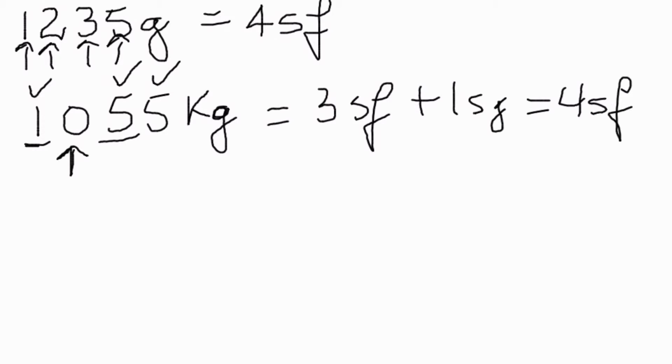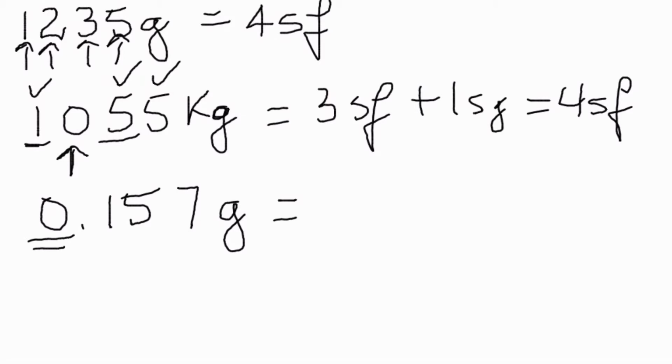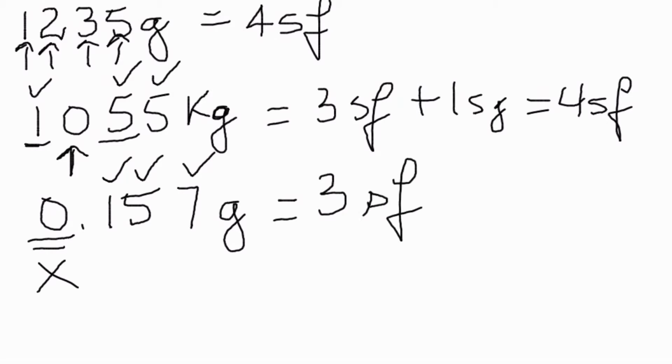The third rule tells me that leading zeros to the left of the first non-zero digit are not significant. So if I have a measurement like 0.157 grams, since the leading zeros to the left of the first non-zero digit are not significant, I know that zero is not significant and the non-zero digits are significant. That tells me that I have 3 significant figures.